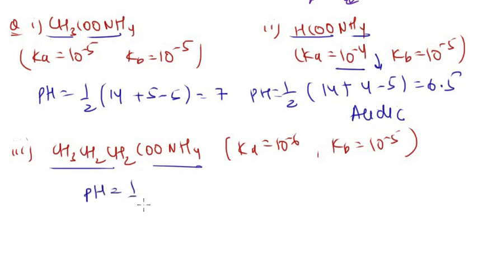Now here pH equals 1 by 2 of pKw, which is 14, plus pKa, which is 6, minus pKb, which is 5. So it is coming out to be 7.5. So it is basic in nature.